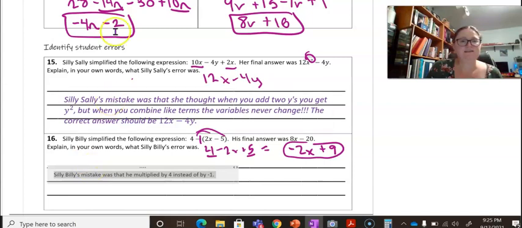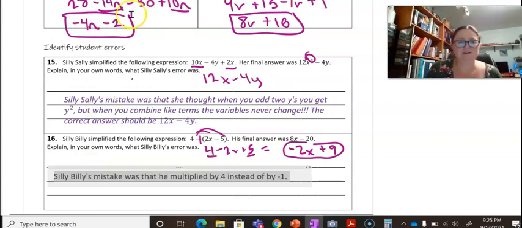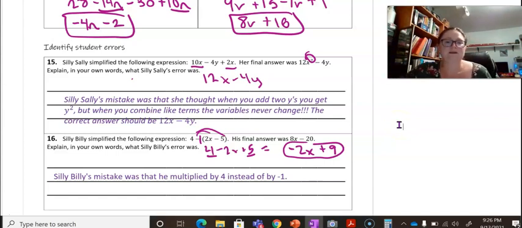So hopefully you wrote something along those lines. Just don't forget to actually address what the mistake is. It's all well and good to tell me what the correct answer should be, but if you never tell me what the mistake was, I don't know that you understood what they did wrong. That is another level of thinking to do that. If you tell me the correct answer, you'll get some points, but you won't get all your points unless you also tell me what the mistake was that was made.